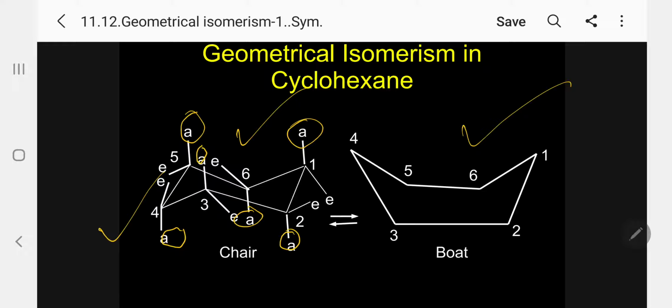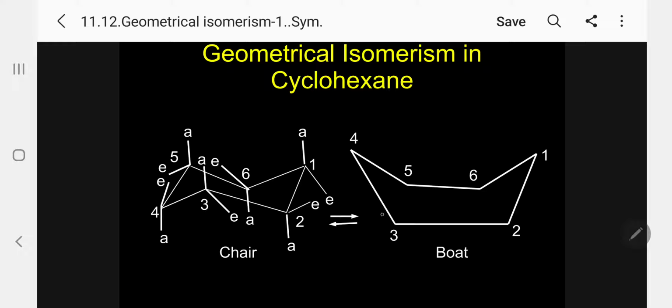Whatever group is moving sideways, I can say, they will call it equatorial. Please follow. Either above or below the chair form, it is the axial. When it is moving sideways, alternately one is moving upward, another is moving downward. See here, this is downward, this is upward. This is downward, this is upward. Please follow. So this is called equatorial.